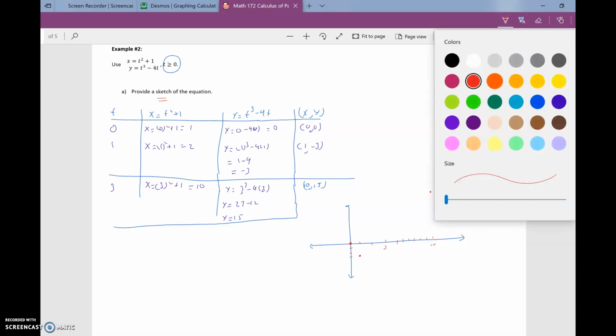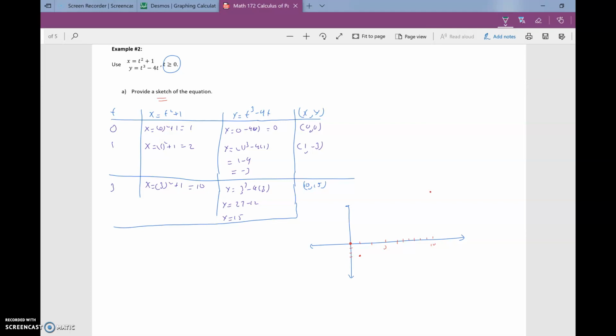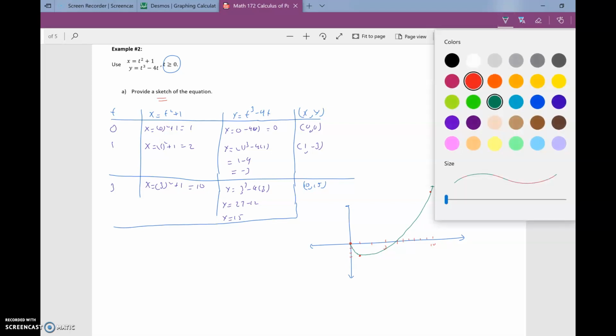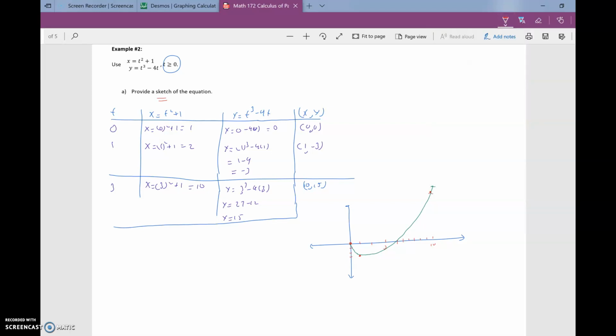Okay, so let me draw the sketch. This one is going in this direction. And we just need the general direction of it. I'll just put that extra one there.